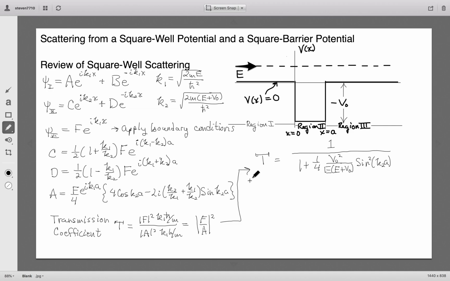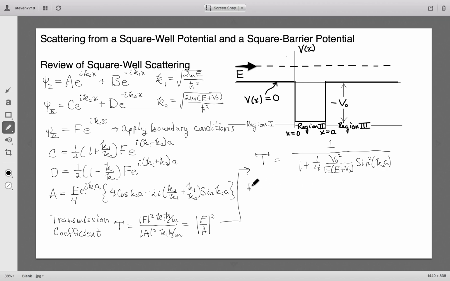Now, from that, we realize sine can be 0 or 1 or minus 1. Sine squared can only be 0 or 1, right? This oscillates back and forth between 0 and 1. When it's 0, boom, T equals 1. When it's 1, T is some smaller value, right?